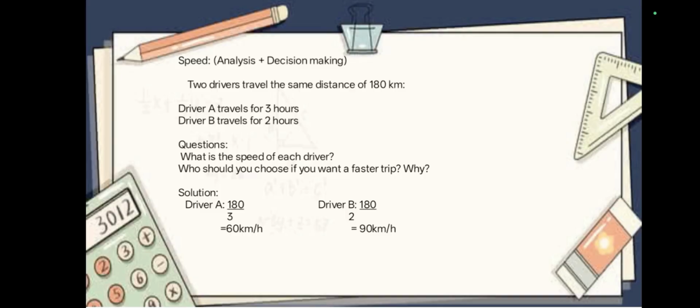Why? The solution: for driver A, 180 divided by 3 equals 60 kilometers per hour. For driver B, 180 divided by 2 equals 90 km per hour. So the answer is to choose driver B because the speed is higher. It has 90 km per hour, so the trip is faster.